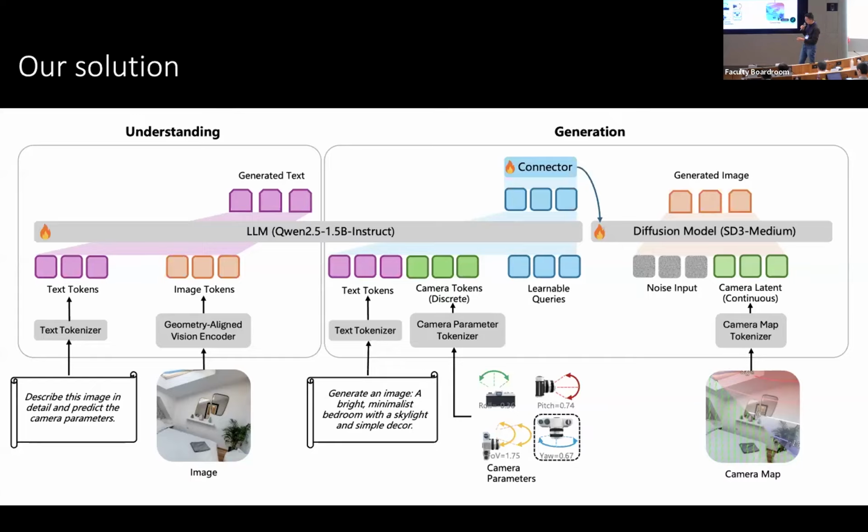So to understand camera geometry, you basically just need to provide a text prompt, say, describe this image in detail and predict the camera parameters, then it can generate the text that provides you with the geometry information. And to generate the image, you just need to describe the image appearance that you want, supplemented by the camera parameters and the camera map. And this camera map can be readily obtained by converting the camera parameters into the camera map.